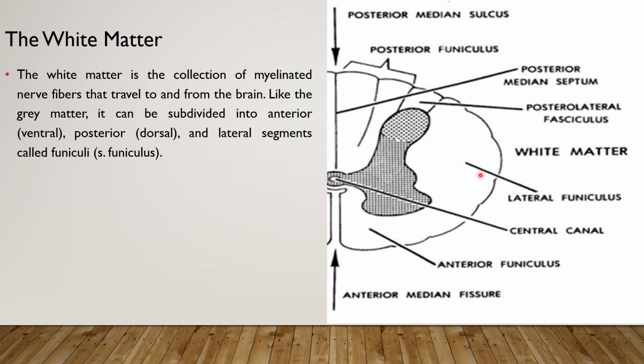Here you can see the segments or funiculi of white matter. This is the posterior funiculus, this is the lateral funiculus, and this is the anterior funiculus, corresponding to the grey matter. This is the dorsal, this is the intermediate, and this is the ventral or anterior column of grey matter. Correspondingly, you can see anterior funiculus, lateral funiculus, and posterior funiculus.